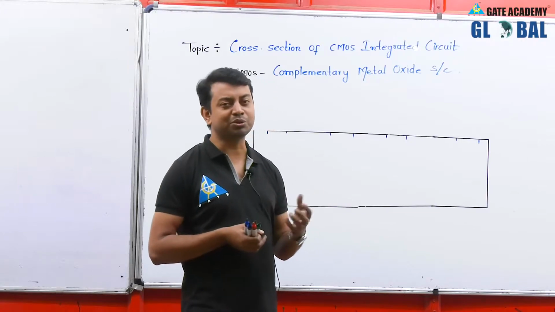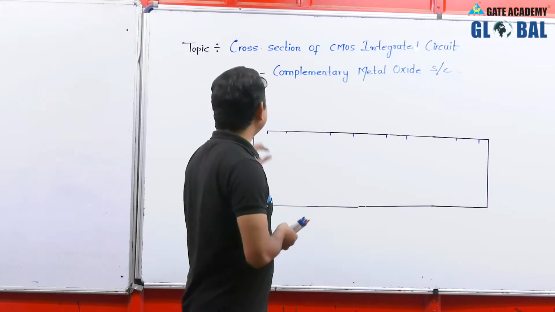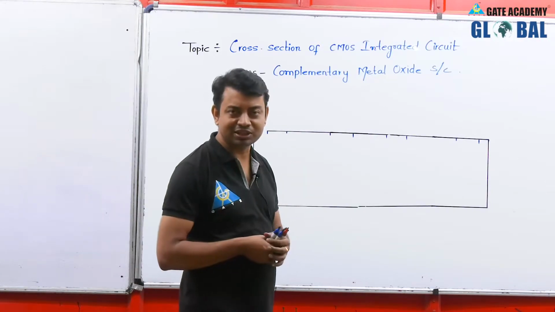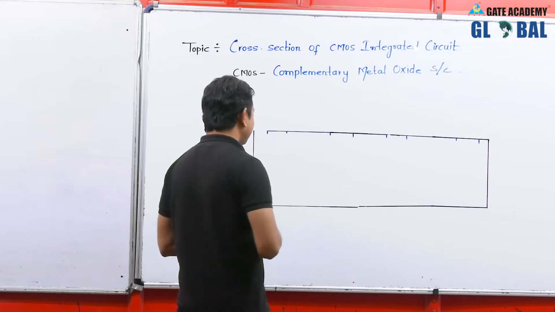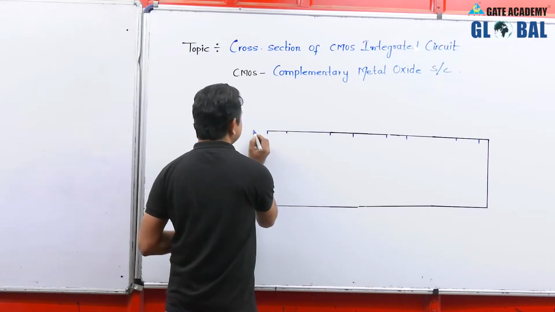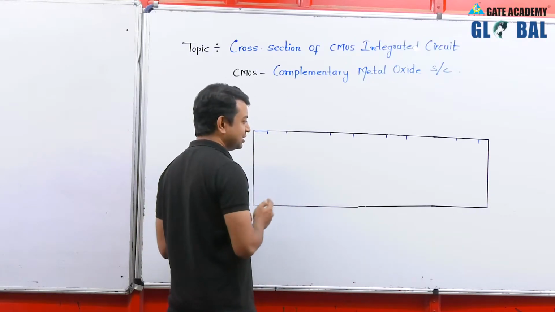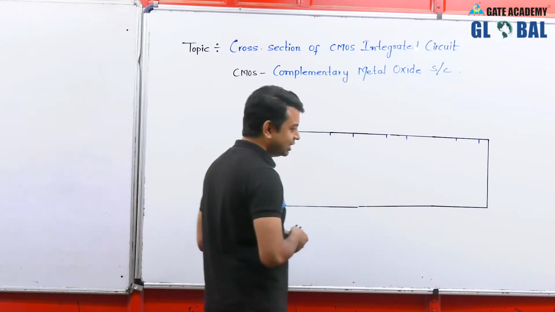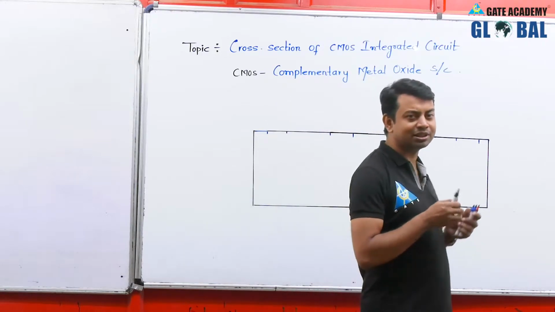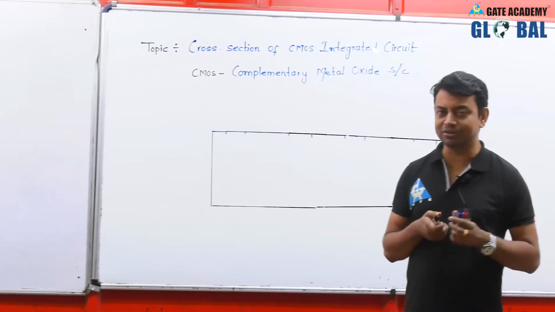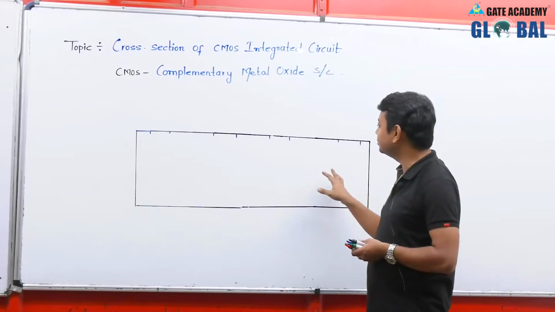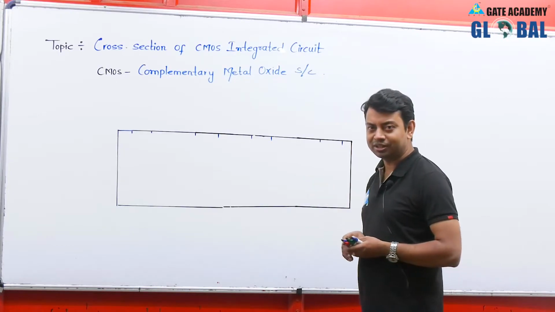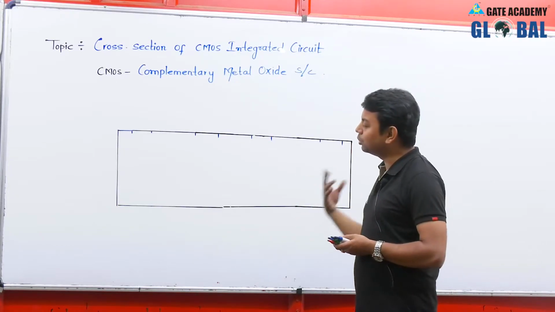So all those things we are going to see, but here we are going to see the cross section diagram of this CMOS integrated circuit. So observe here carefully, I have taken a large size substrate. Substrate means basically it is made up of semiconductor, and the semiconductor is made up of silicon. That means this is a silicon semiconductor which is the intrinsic semiconductor. So what we are doing, we are going to dope this semiconductor.